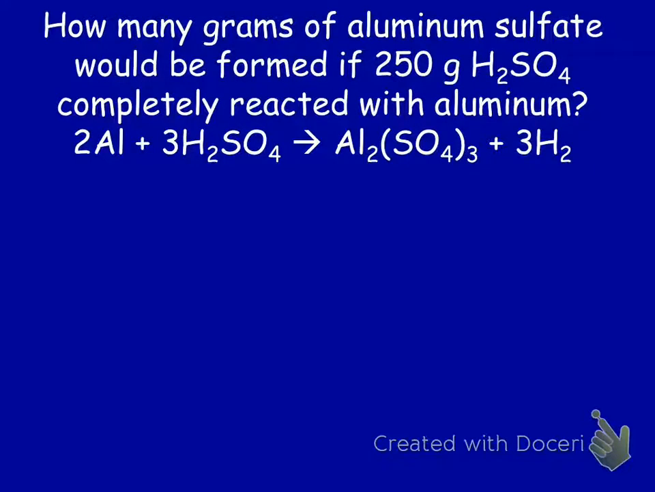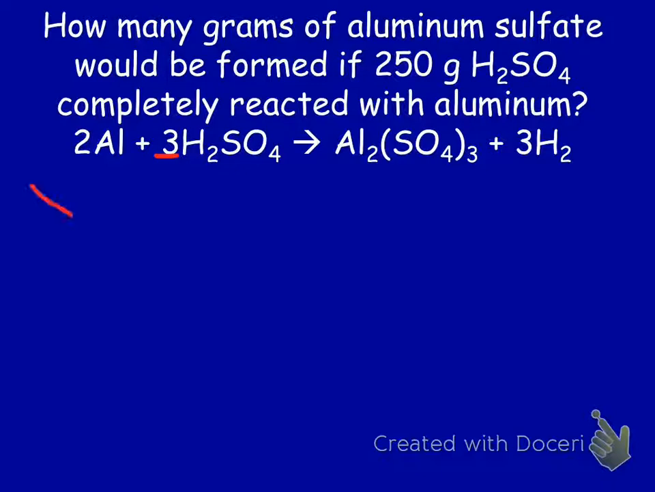I'm going to show you an example of how to solve a stoichiometry problem where you're given grams and you need to find out how many grams. So that would be a mass-to-mass problem. The first thing you're going to do is look at your equation and make sure it's balanced. We see that it is. Next, you're going to write the problem as a math problem.